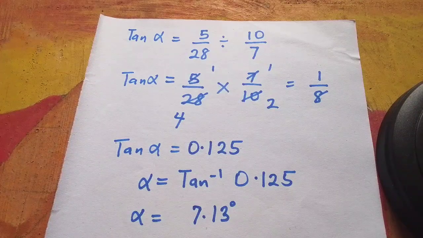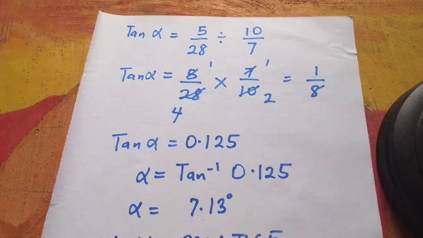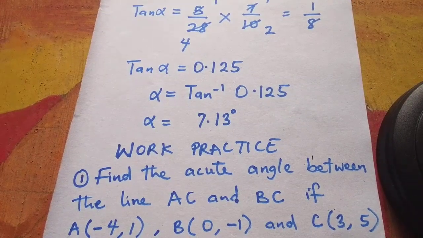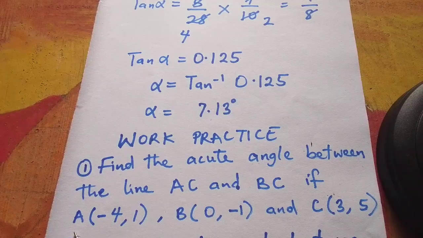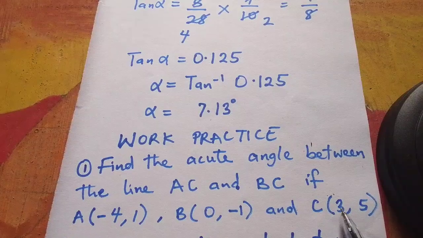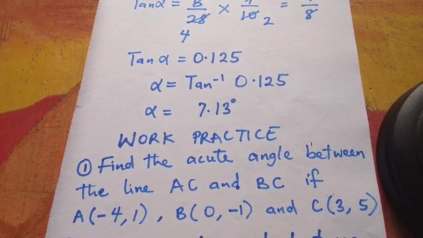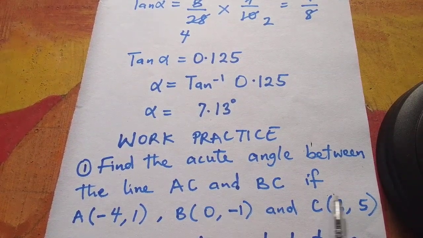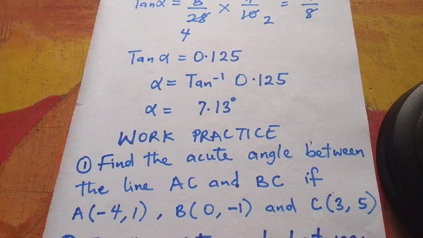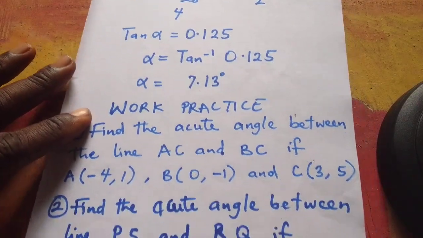For your practice work, find the acute angle between the lines AC and BC, if the coordinates of A are 4, minus 1, B is minus 3, 1 and C is 3, 5. What will be the acute angle in between them? First of all, you do AC, A and C. Then again you do B and C. So you look for their gradients. Then you substitute into the formula to get the acute angle in between the two lines.